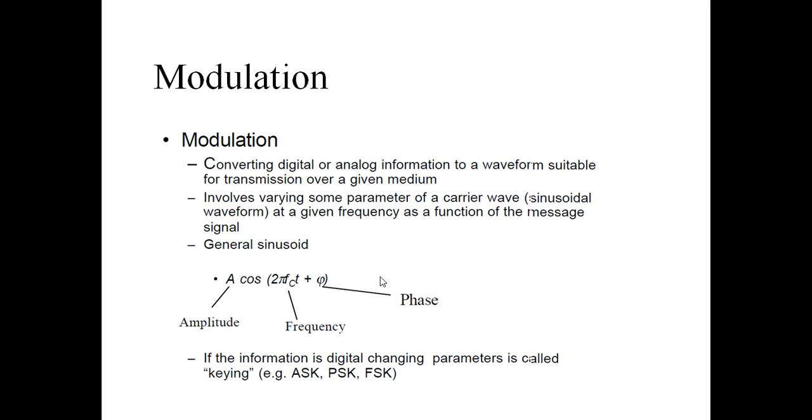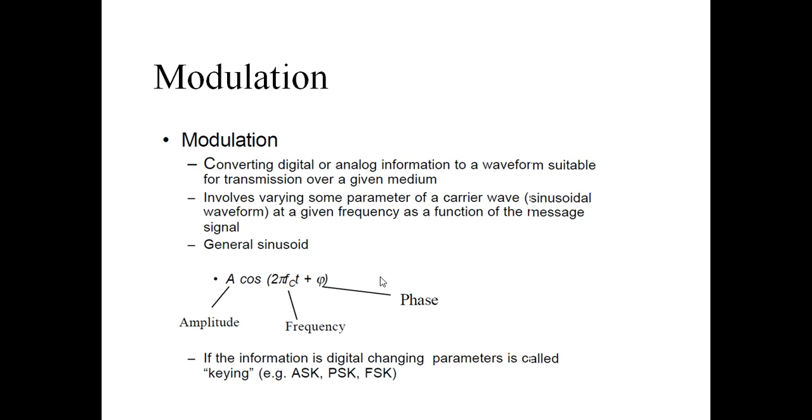So in digital terms, we define what modulation is. It is converting the digital or analog information to a waveform which is suitable for transmission over a given medium. For a general sinusoid, there are three parts: amplitude, frequency, and phase.